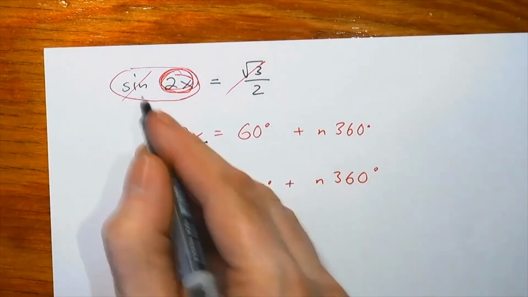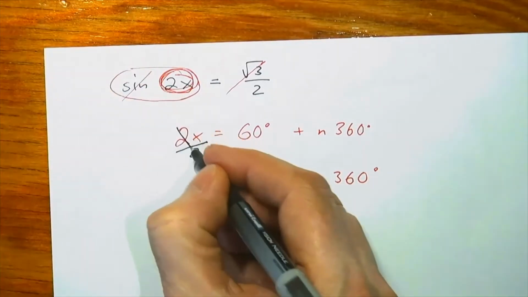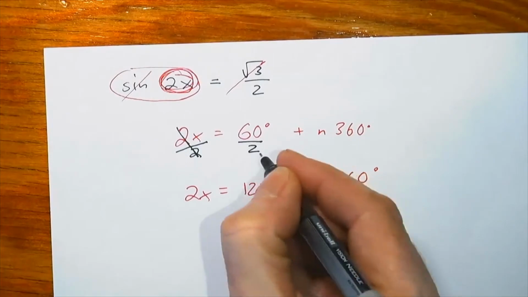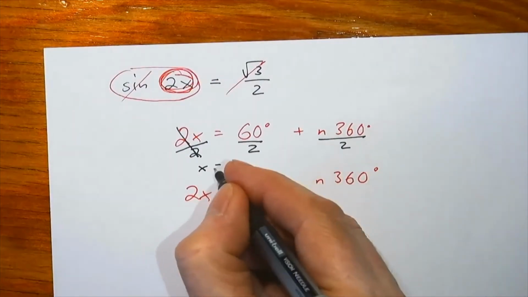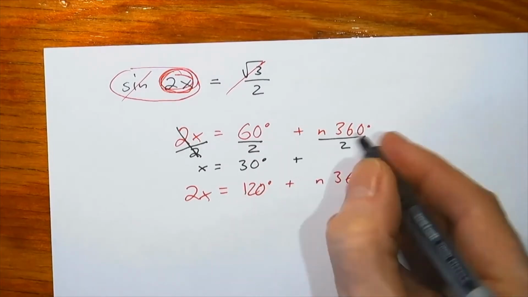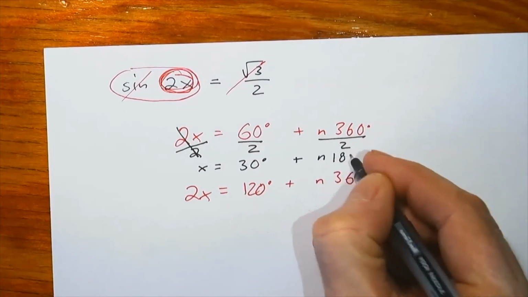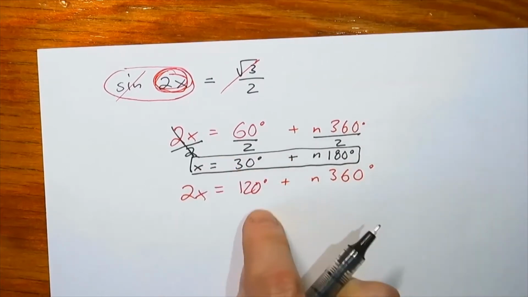Divide by 2. So this is always the last step. If there's something in here, it's the very last thing you do. Divide by 2, divide by 2, and divide this by 2. So now your answer says 60/2 is 30 degrees plus n times 180.